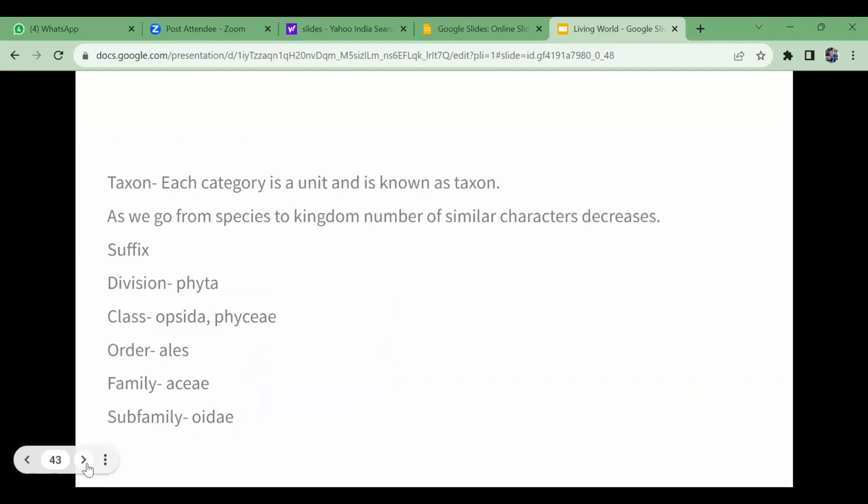Okay. Now what is a taxon? Each taxon is a unit. Each category is a unit and is known as taxon. So each category's unit is known as taxon.